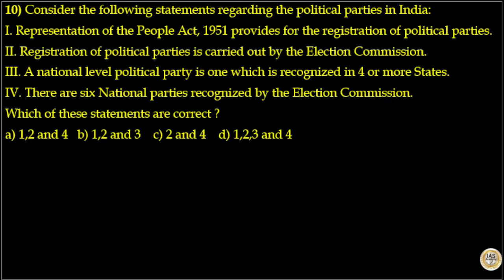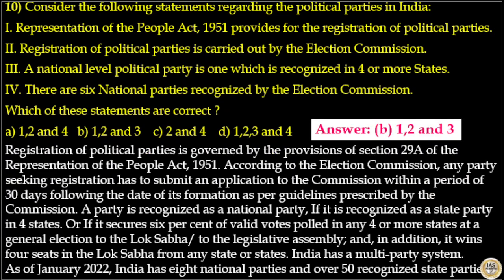Consider the following statements regarding political parties in India. Options are: Representation of People Act 1951 provides for the registration of political parties. That is correct. Registration of political parties is carried out by the Election Commission. That is correct. A national level political party is one which is recognized in 4 or more states. That is correct. There are 6 national parties recognized by the Election Commission. That is incorrect. Which of these statements is or are correct? Here answer to this question is option B.